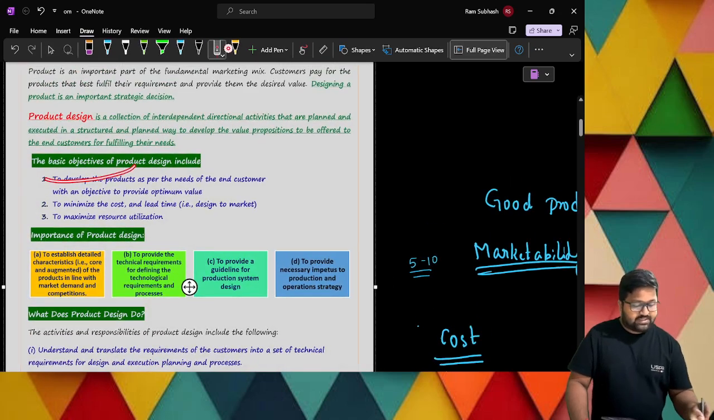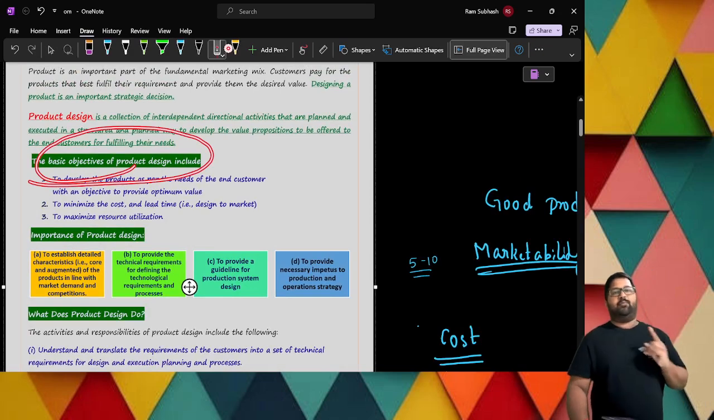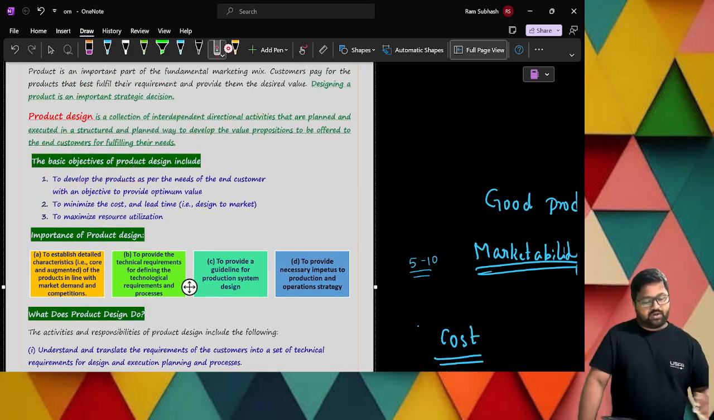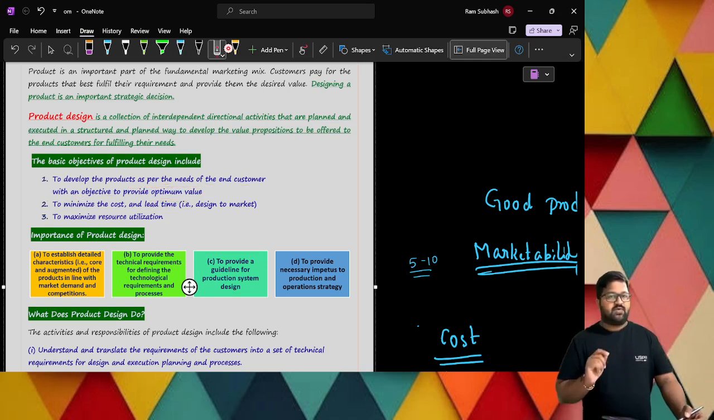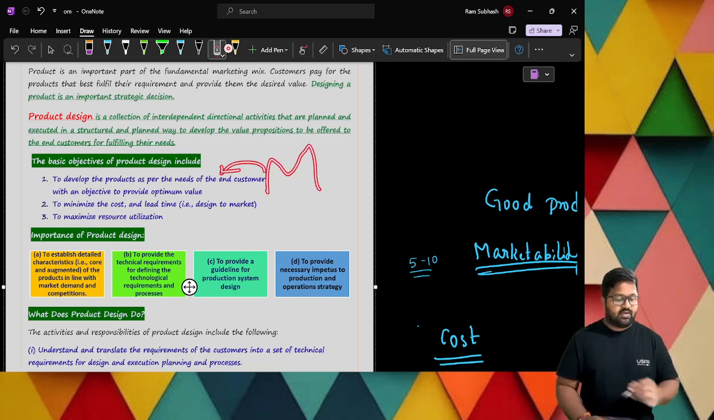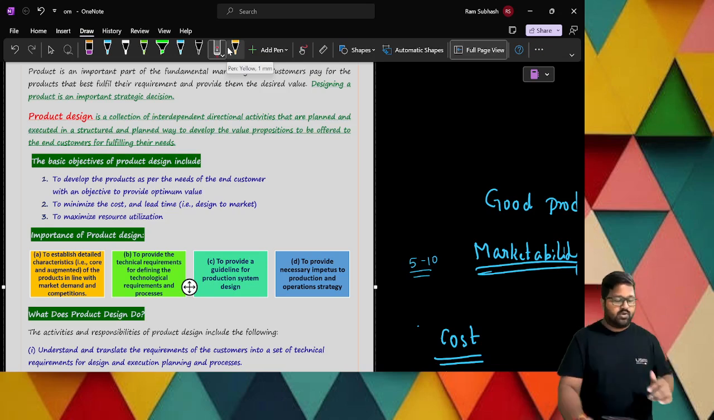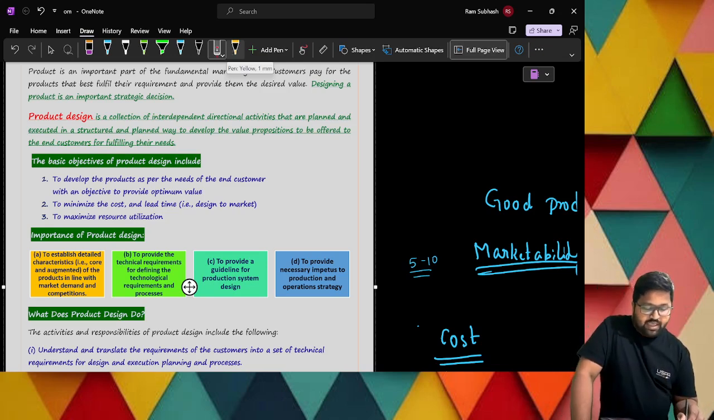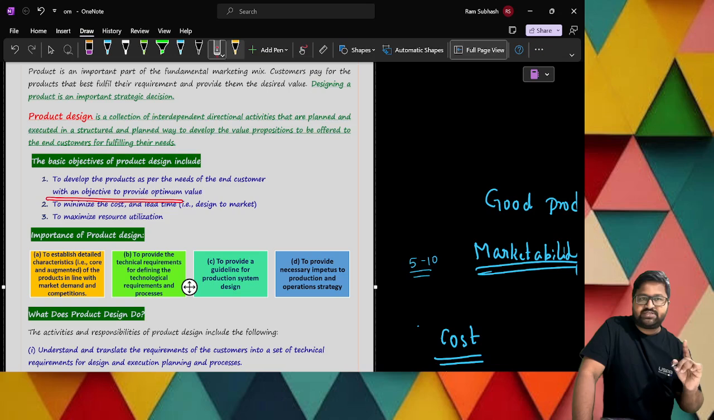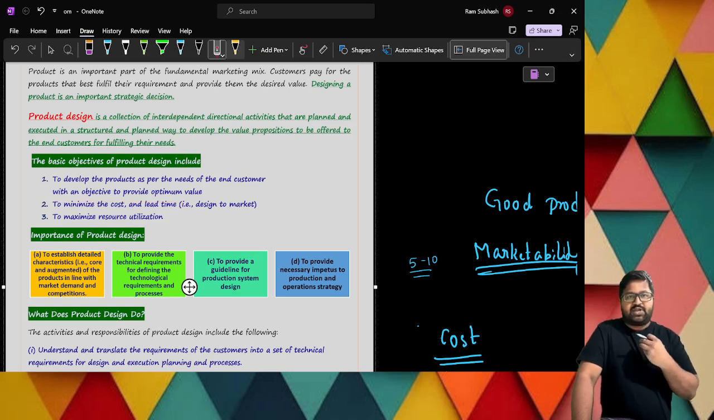So what are the basic objectives of product design? This will be an important part. Let us see the first one: to develop the product as per the needs of the end customer. Can you get any point from this one? I have said marketability. The first objective is as per the needs of the end customer. Who is the end customer? Me. It should satisfy my requirements, only then I can buy. That is nothing but marketability.